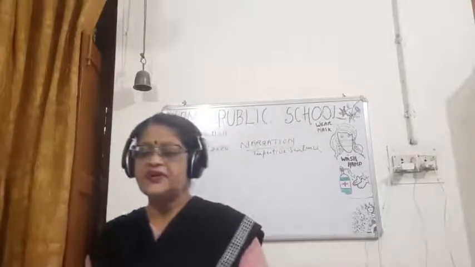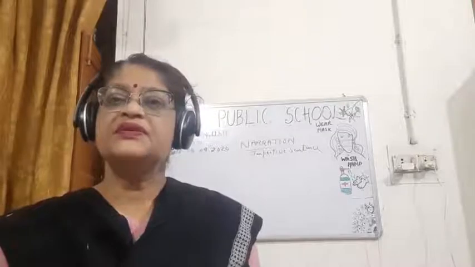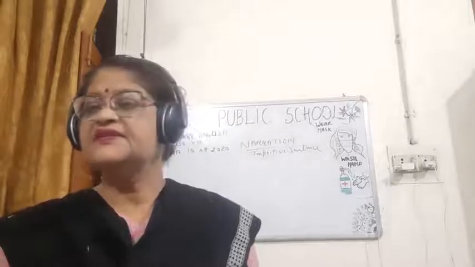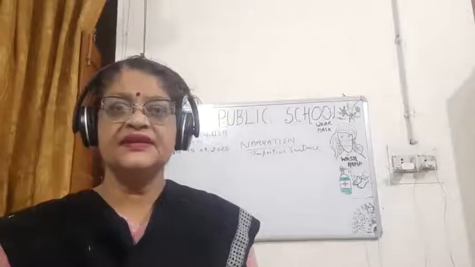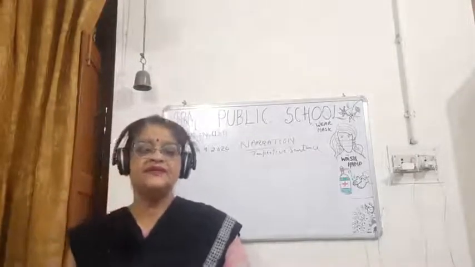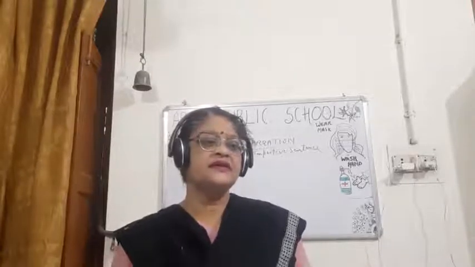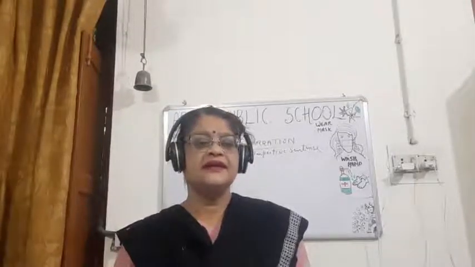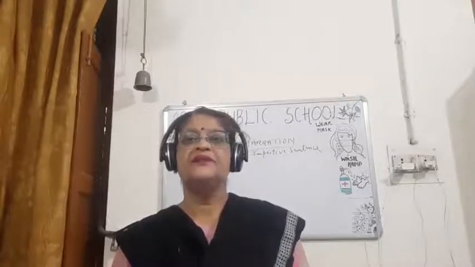Now, children, I also revised with you the past tense. When the reporting verb is in the past tense, then seven things are changed. What are those things? Let's revise once again. I am talking about assertive sentences. When the reporting verb is in the past tense, we have to see a few things.